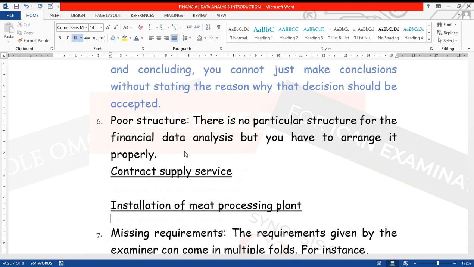Like I said, any decision you're taking, any step, any method you are using, just ensure that you are consistent. That's what matters, right? So I cannot be talking about installation of meat processing plants here when I'm talking about installation under contract supply service. No, let everything be arranged. Let there be a proper structure for your report.